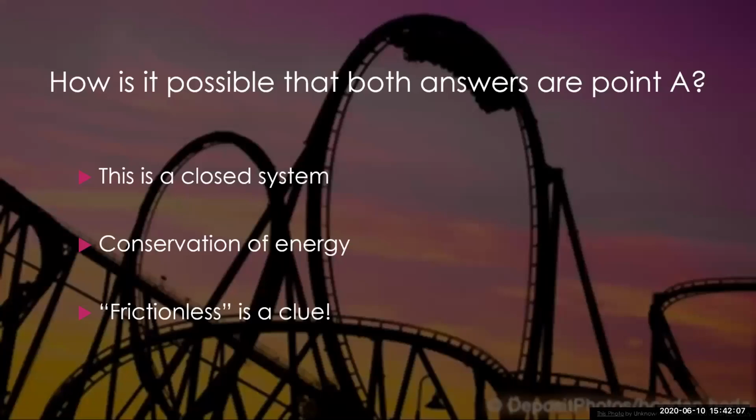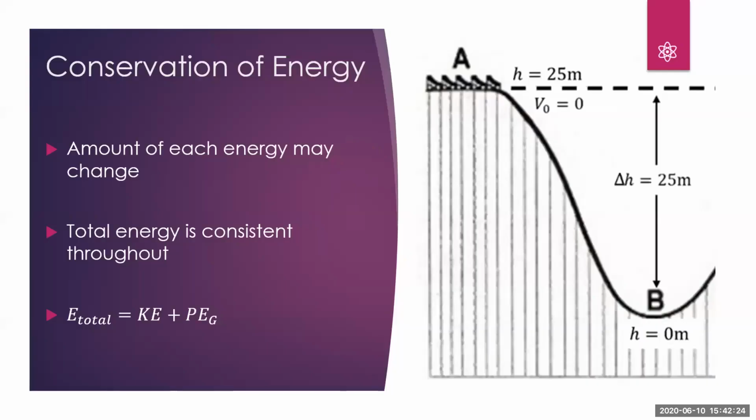At this point, you might be wondering, how is it possible that both answers are point A? This is a question about the conservation of energy. With any object in a closed system such as this, there is an exchange that is happening between kinetic and potential energy. The energy is never lost, it is simply converted. This roller coaster is a closed system because there is no energy lost to the environment, friction, or outside forces.